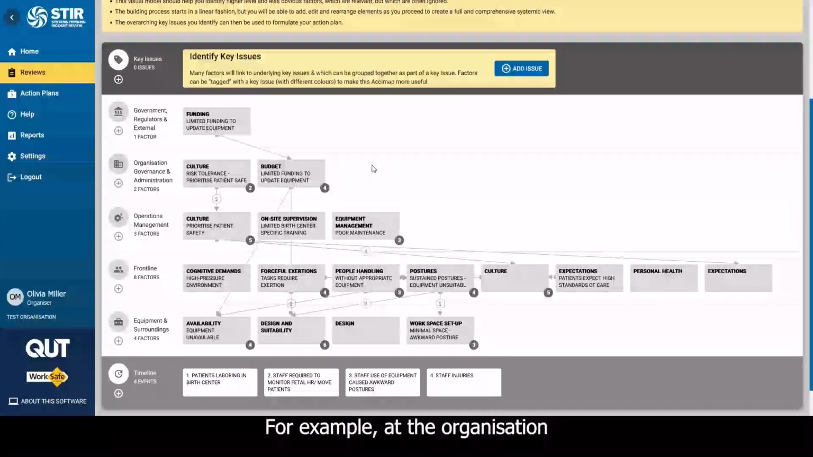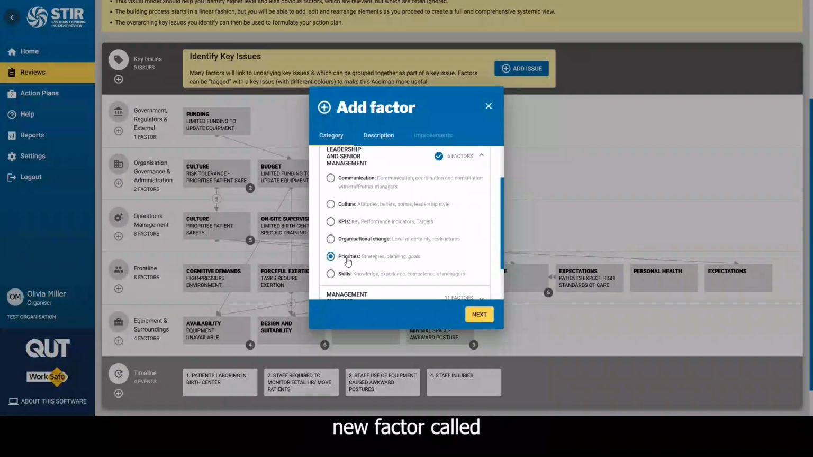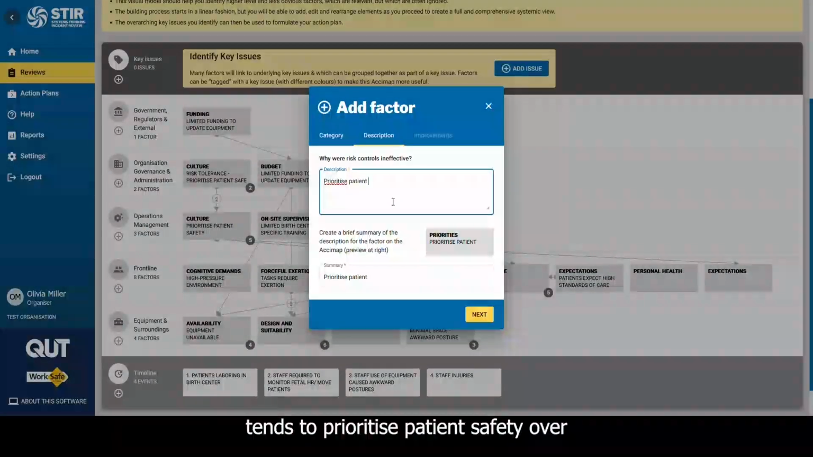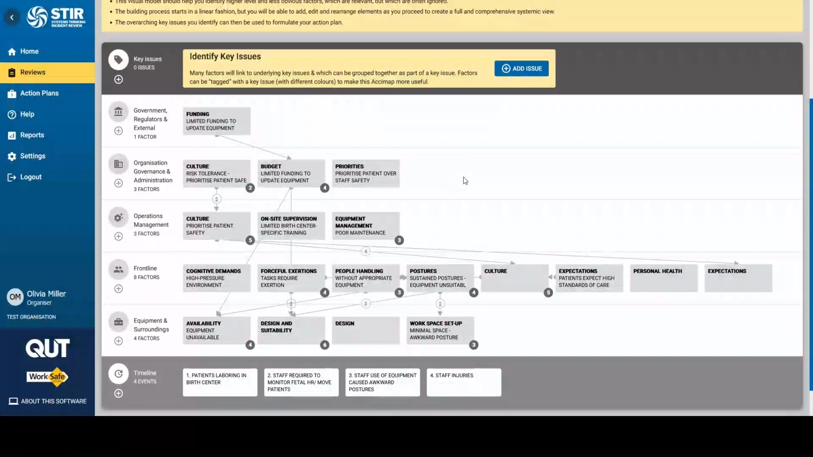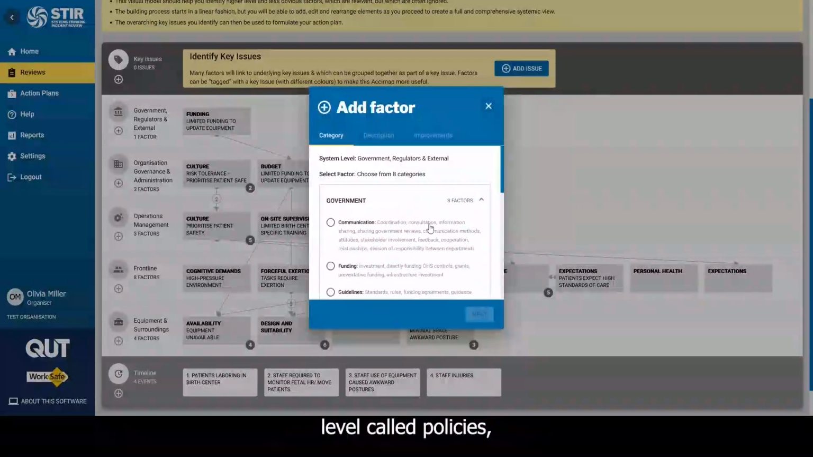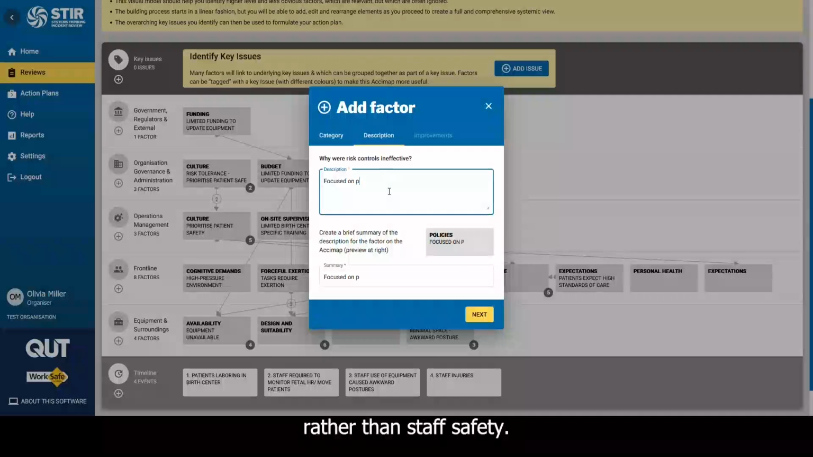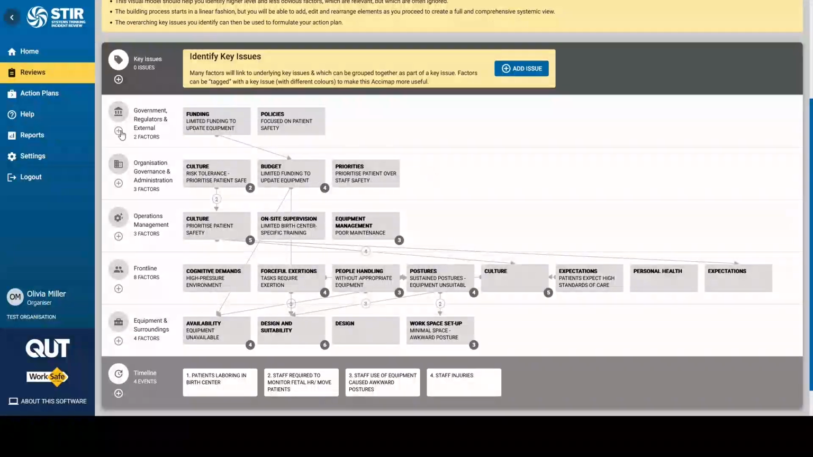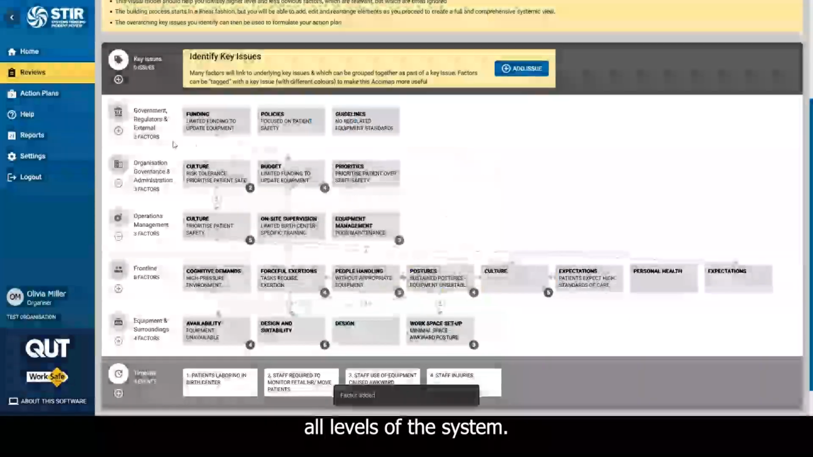For example, at the organisation, governance and administration level, we might create a new factor called priorities and explain that the organisation tends to prioritise patient safety over staff safety. We might also add a factor at the government, regulators and external influences level called policies, and note that most policies are focused on patient rather than staff safety. Continue this process until you feel the AXIMAP is fully populated across all levels of the system.